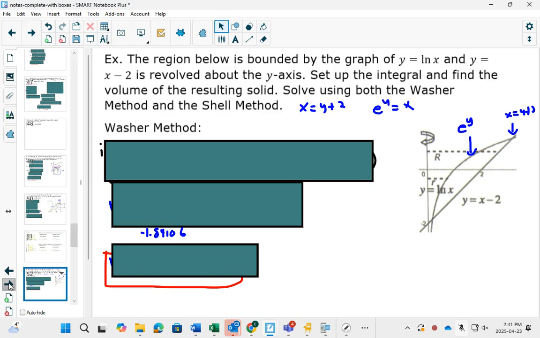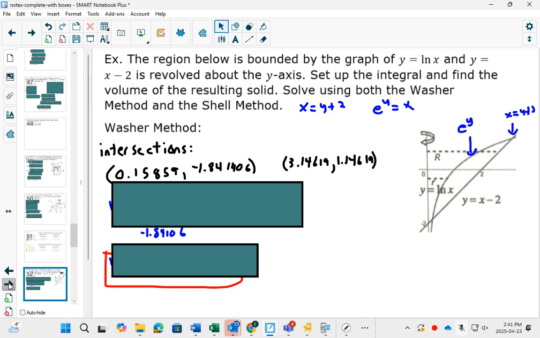So if I want to use the disk method, my big radius would be the straight line. My little radius would be the ln x graph. And if I want to use the washer method here, I have to rearrange my equations so that they're in terms of y. So these ones aren't bad to do. It's not hard to get x by itself with this one. Just move the 2 over. This one's a little bit harder. You have to change it to exponential form. But you're going to get e to the y equals x, just by using the definition. So our washer method, have to take out our calculator.